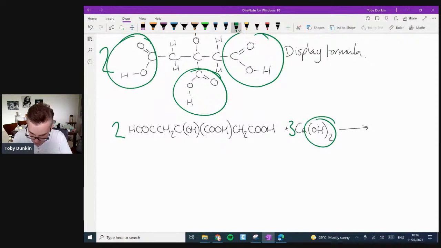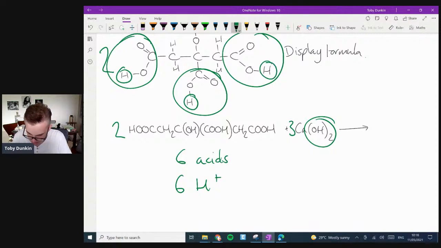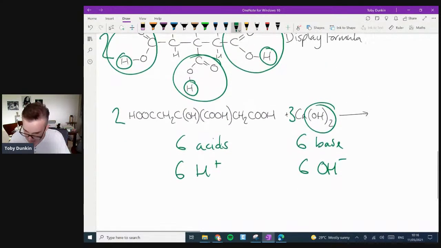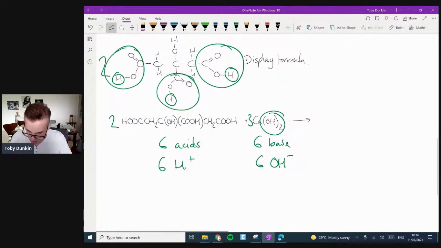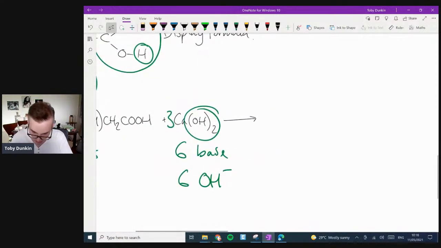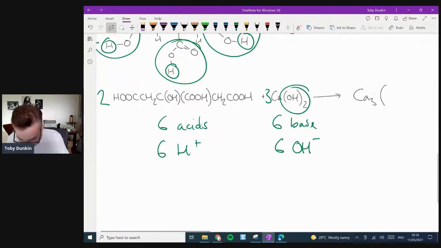This is going to give me 6 acids, which is 6 H pluses: H plus, and H plus, and there's 2 of them, so 6. This is going to give me 6 bases in form of the 6 OH minus ions, because each calcium hydroxide contains 2 OH minuses. Therefore, I'm going to have 3 calciums in total, and then open brackets, and then all of this is an ion.